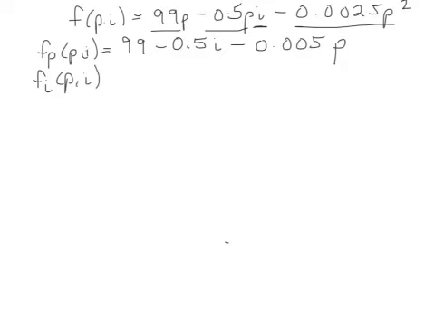f sub I of pi. So now we're looking at terms that have an I in it, and in this case, the first term, 99p, does not have an I in it. Negative 0.5 pi does have an I in it, so we need to attend to that, take the derivative, and the derivative there is just negative 0.5 p, and the third term does not have an I in it, so it's just a constant, and the derivative of a constant is 0. Remember, p is considered as a constant when we're taking the derivative with respect to I.